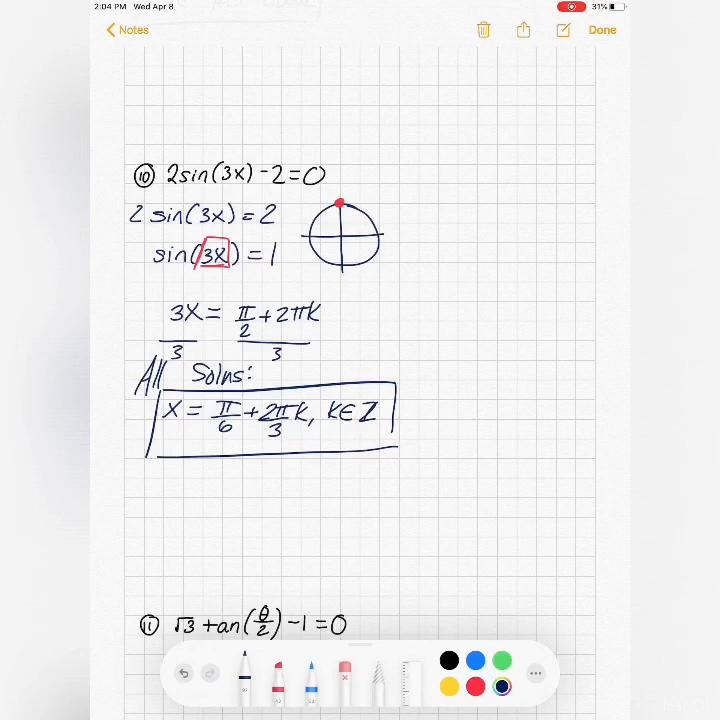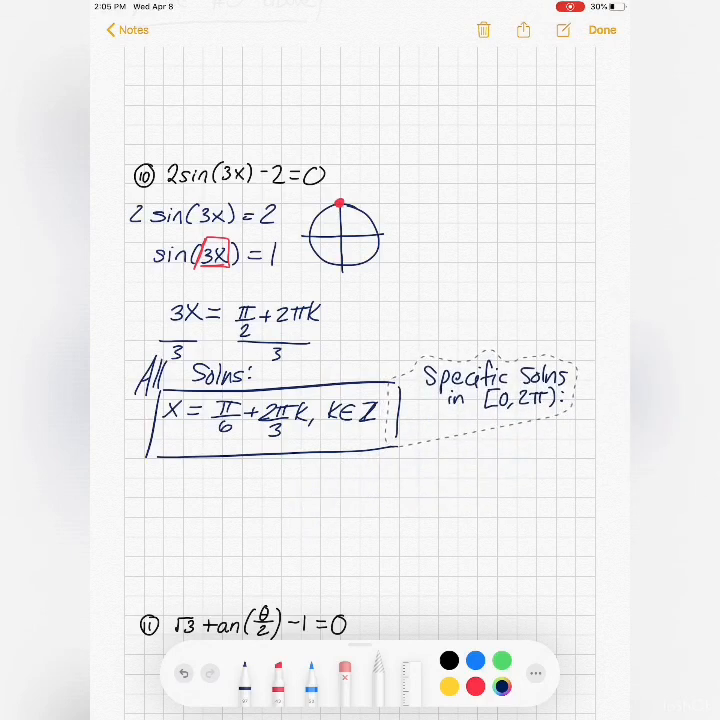Okay, then sometimes we ask for some number of specific solutions. What if I ask this time for something like specific solutions in the interval 0 to 2 pi? Okay, so then let's see. I should have put this down here, I think. Let's see if I can move this over. Try this again.